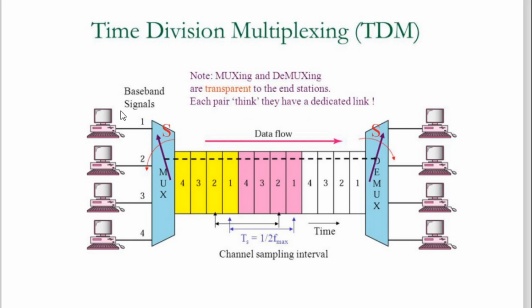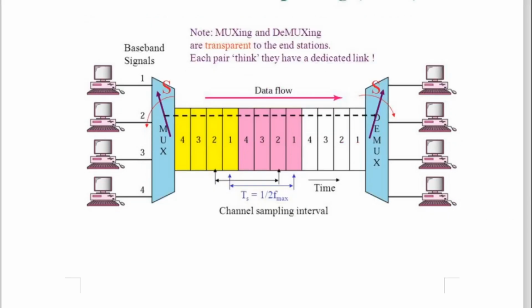Sometime information signal number 1 on the left hand side is passed, sometime 2, sometime 3, and sometime 4. And in this way, this chain is repeated. So it's very simple.